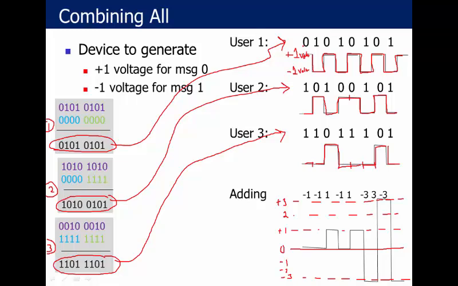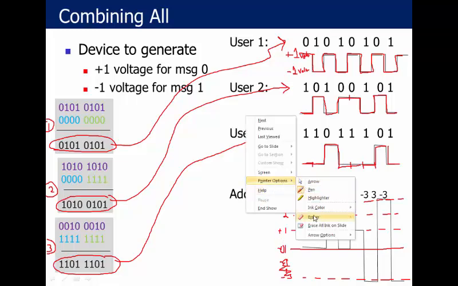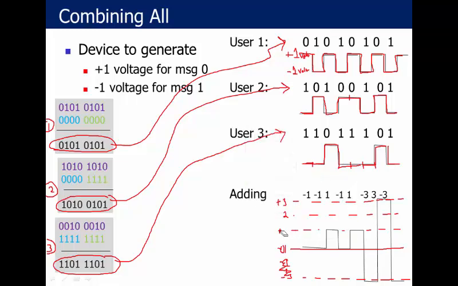So these are the negative 3 volts. If we add, see here, positive 1, negative 1, and negative 1, I think this is a 0. This is negative 1, I'm sorry. Let me clean that up.